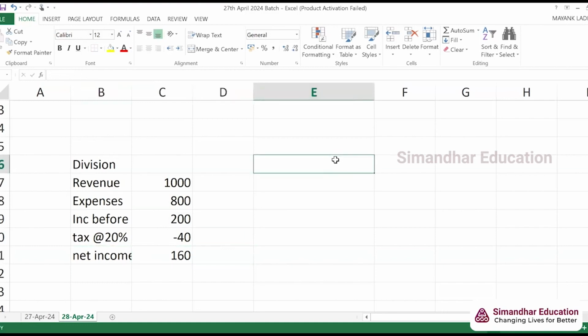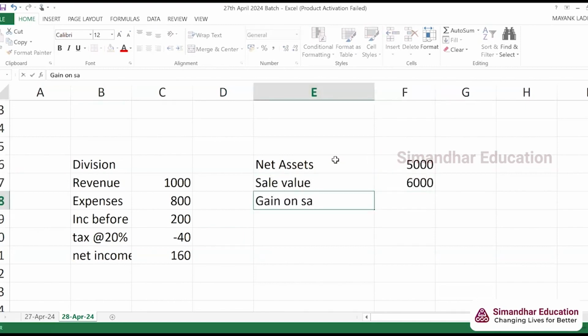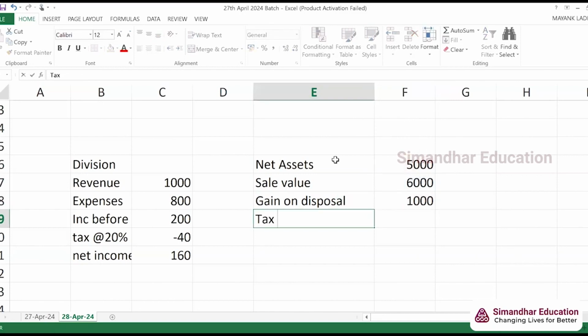Second, let us say this division has net assets of 5,000. Sale value is 6,000. So gain on sale or gain on disposal is 6,000 minus 5,000, 1,000. Tax, let us say on capital gains, you have to pay 25%. So 1,000 into 25% is the tax.